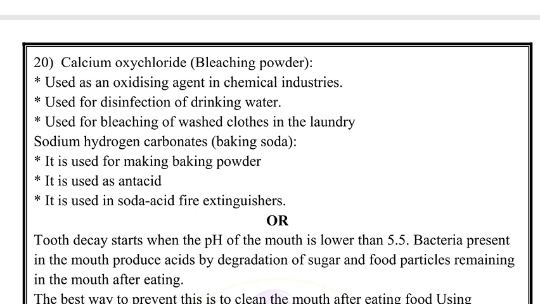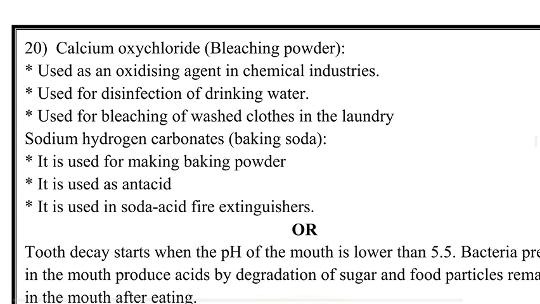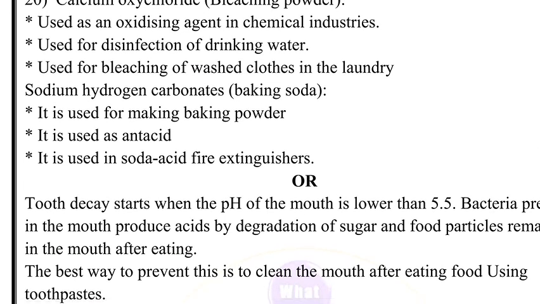Okay. Question number 20, the first option is uses of bleaching powder. Calcium oxychloride, that is bleaching powder, is used as an oxidizing agent in chemical industries, used for disinfection of drinking water, and used for bleaching of washed clothes in the laundry. Sodium hydrogen carbonate, that is baking soda, is used for making baking powder, it is used as an antacid, and it is used in soda acid fire extinguishers.